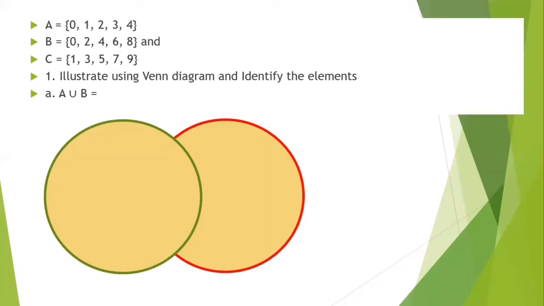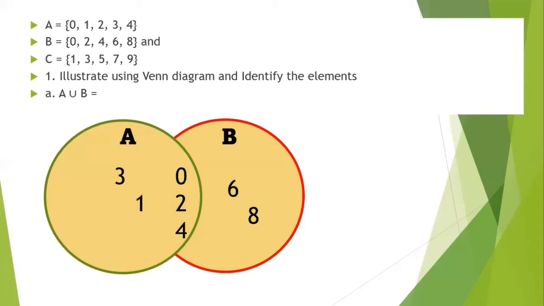Now, lalagay na natin ang mga elements ng A. We have 0, 1, 2, 3, 4. Nakuha? And the B is, we have the 6, 8. 6, 8 lang ba? Bakit nasa gitna yung 0, 2, 4?